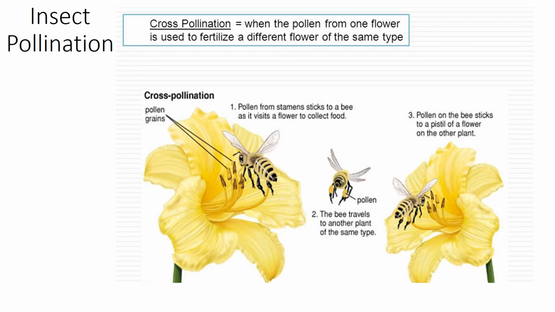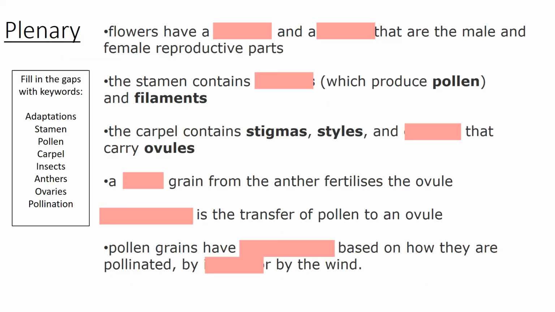This is called cross-pollination. So cross-pollination is when pollen from one flower is used to fertilize a different flower of the same type. So see how there's two different yellow flowers on this slide? They're the same type, but they're different. Just like you've got two different boys. They're two different boys, but they're the same species, same type. They're both human males. Okay, it's the same thing here. They're both flowers, but in this case, they both have male and female sex organs.